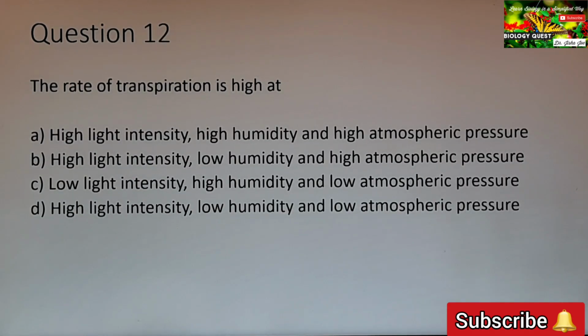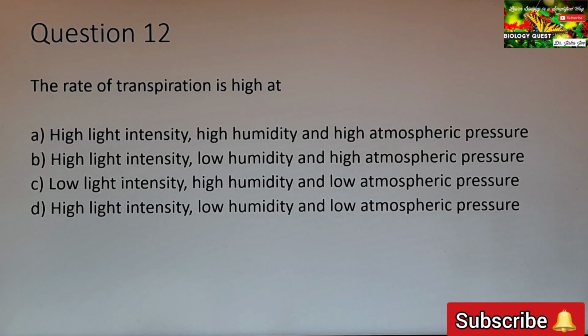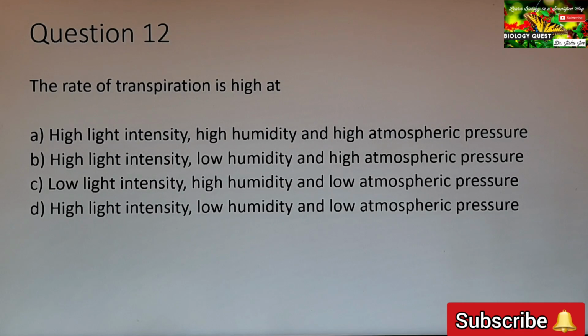Question 12. The rate of transpiration is high at, okay, what are the different factors that affect transpiration? If you look at the options, you can see the factors are light intensity, humidity and atmospheric pressure. These are all external factors that affect the rate of transpiration. So before looking at the options, we have identified the factors that are mentioned. Now you can just think about it. What is it? Light intensity.